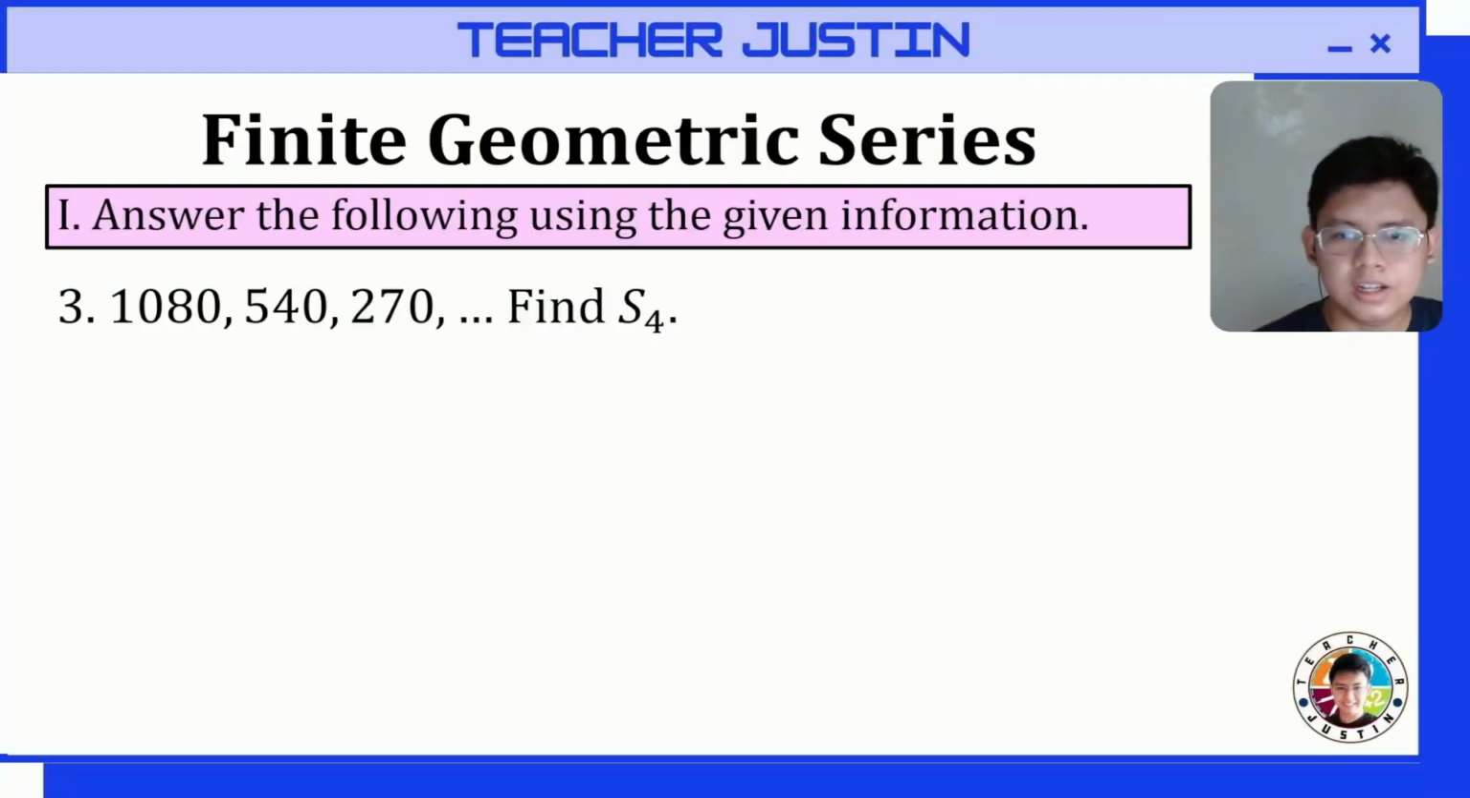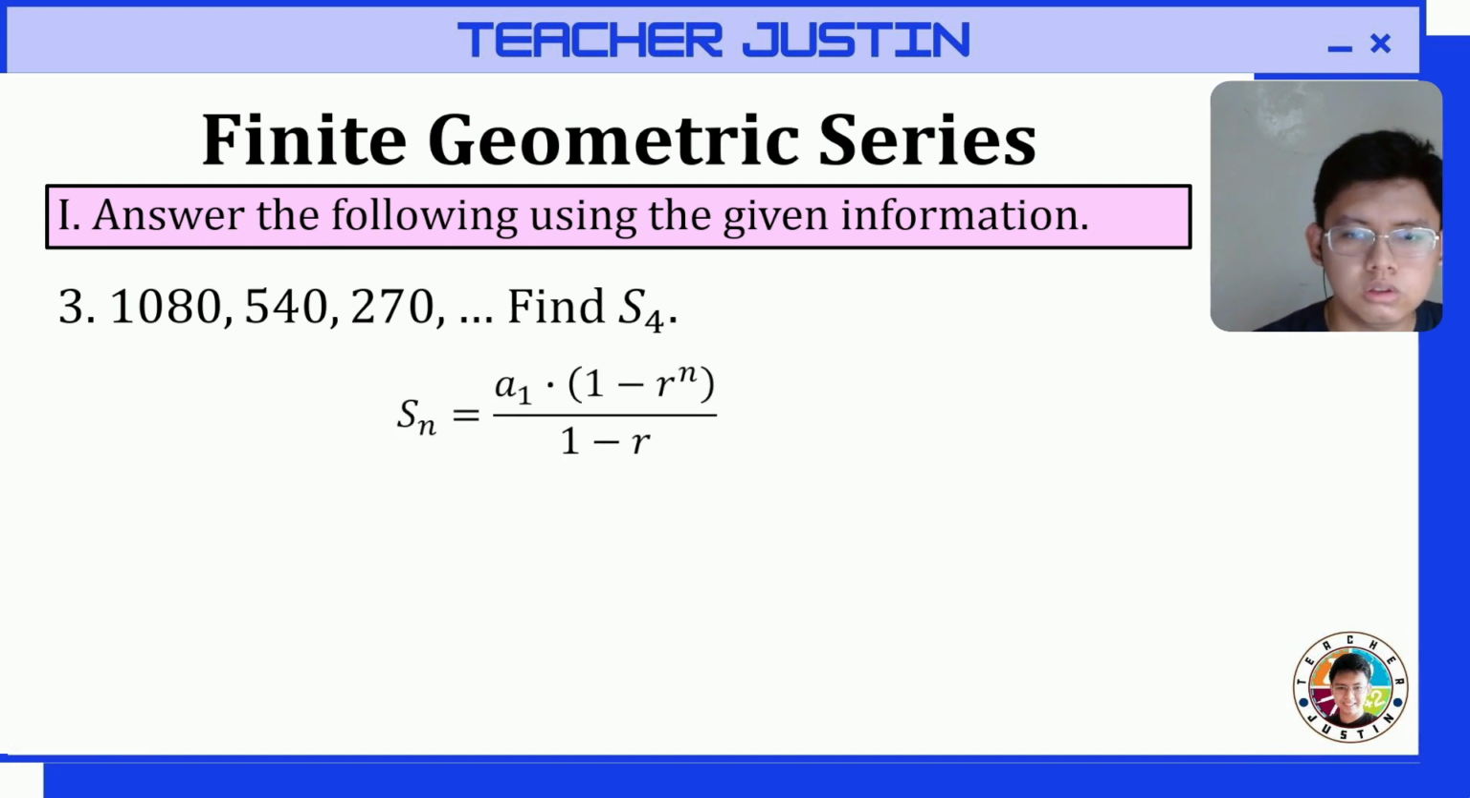Alright, let's find the sum of the first four terms of this geometric sequence. We're given 1080, 540, and 270, and so on and so forth. Now, to get the sum of the first four terms of our geometric sequence, we will use the formula S sub n is equal to a sub 1 times the quantity 1 minus r raised to n all over 1 minus r. So first, let's identify our givens. Let's find a sub 1, that's the first term, 1080. Then our n is equal to 4.